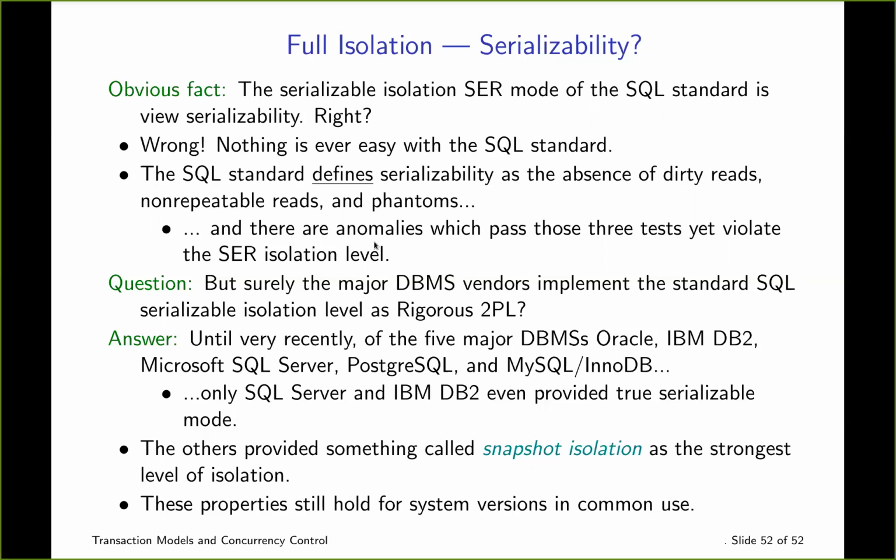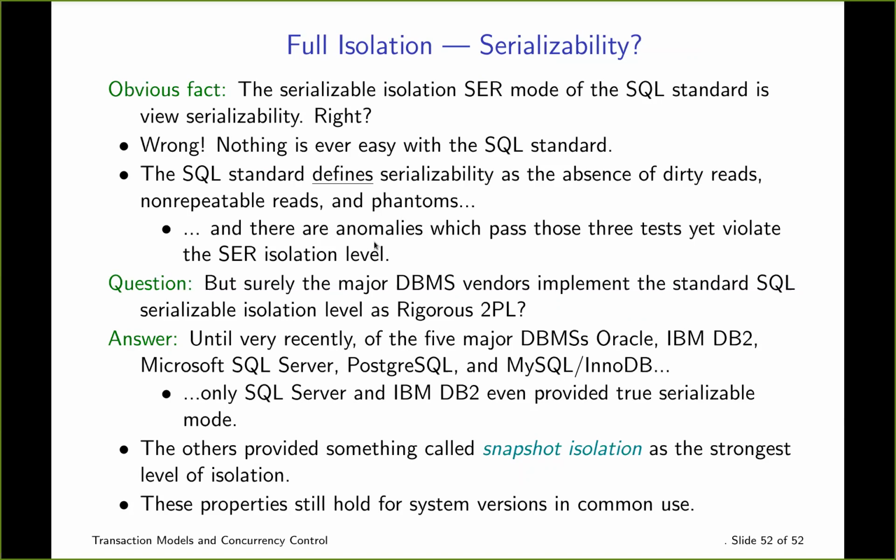So in fact, I think there was a Bitcoin exchange that was bankrupted because of some issue they had. They were running things under read committed, I believe, and a clever attacker was able to bankrupt them by setting things up just right. So again, when there are anomalies in transaction processing, they will be exploited. So that's not a good thing.